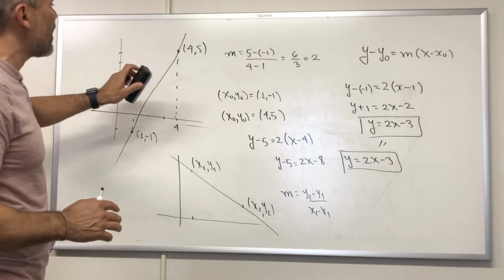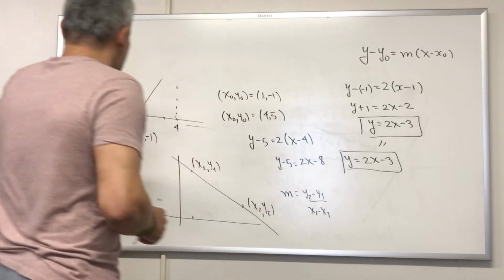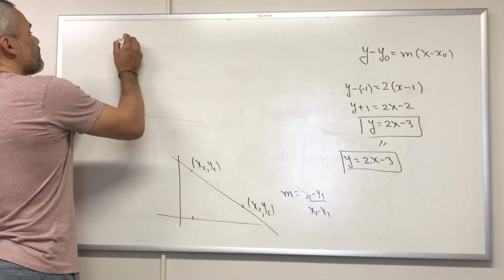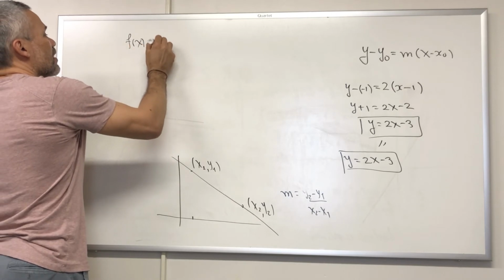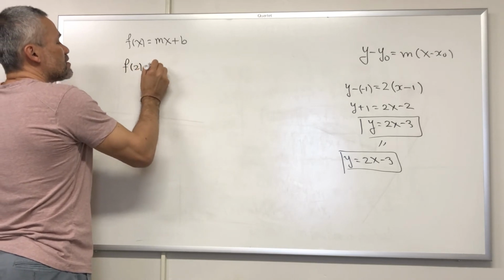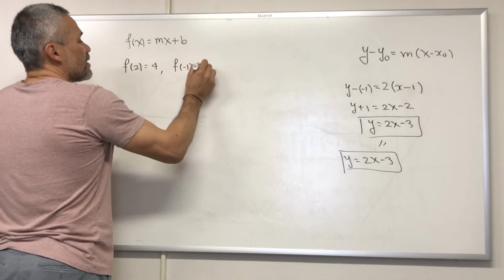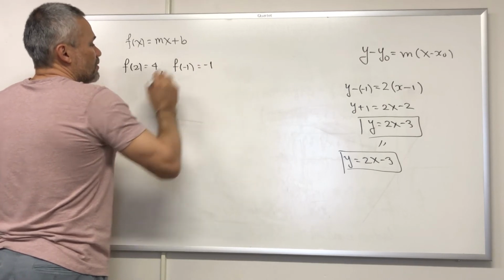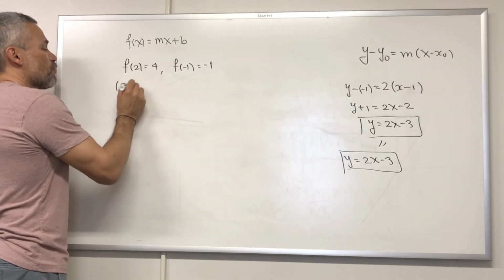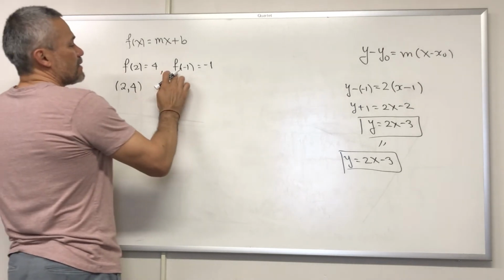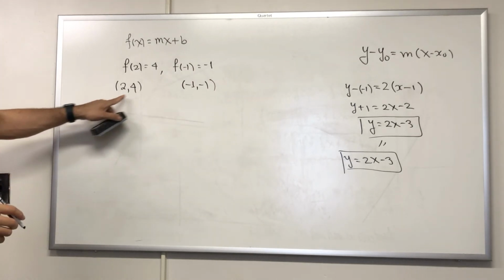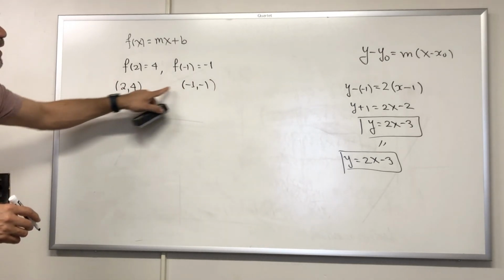There is another way to provide 2 points. Let's suppose that we know that we have a linear function, right? We have a linear function f of x equal mx plus b, and that we know, for example, that f of 2 is 4 and f of -1 is -1. Notice that f of 2 equal 4 means that the point 2, 4 is a point in the line. And this information means that the point -1, -1 is a point in the line. Then we just proceed as before because we get 2 points in the line.